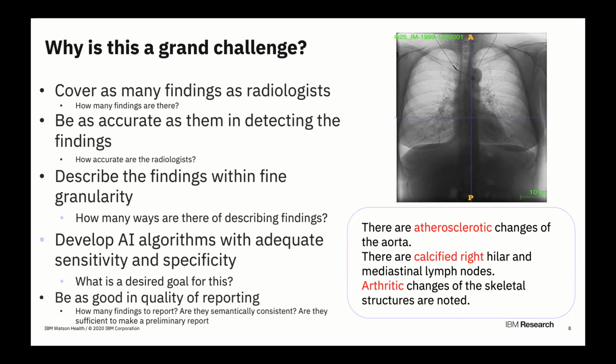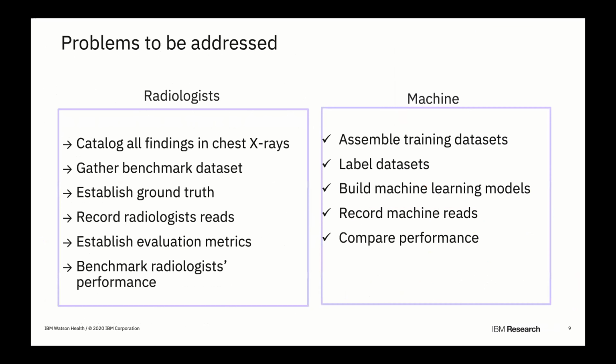Then the last step in producing the report form is to be able to describe the finding, and so use terms such as these: calcified right hilar and mediastinal lymph nodes. So this not only describes the finding, but also where it is occurring: laterality, location, severity. All of these things need to be described as well. So overall, how do you judge the quality of a report, and how can you actually do formal comparisons? All of these make it a grand challenge.